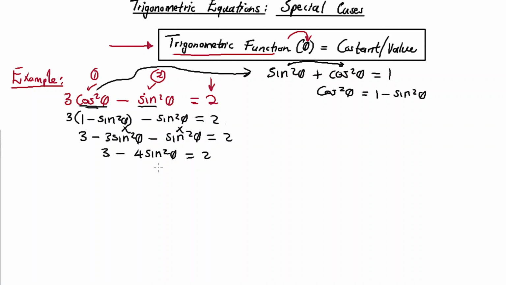Let's transpose the 3 over to the other side. This is equal to 2 minus 3. Remember, we want to isolate the trigonometric function and equate it to some value. This is what we are aiming for here. Then divide both sides by minus 4. This cancels this. I'm left with sine squared theta equal to 2 minus 3, it's minus 1 over minus 4. The answer is 1 over 4.